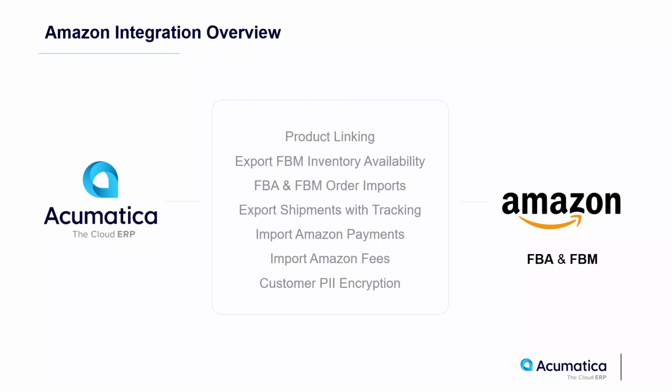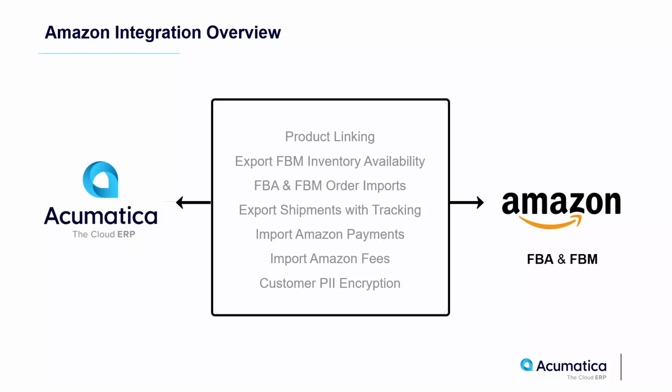The first thing is we're linking products. So Acumatica is going to go out to the merchant's Amazon account, and it's going to scan through all the different inventory items. It's going to find those what are called ASINs, ASIN numbers. These are similar to SKUs. It's going to find those ASINs and then match them to inventory IDs inside of Acumatica. And that is going to establish a link.